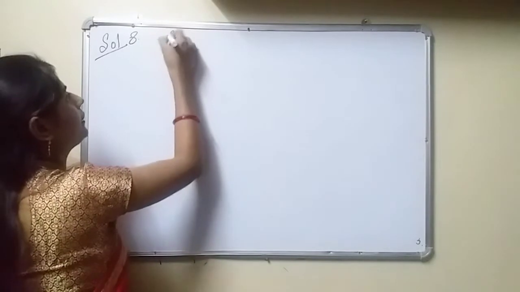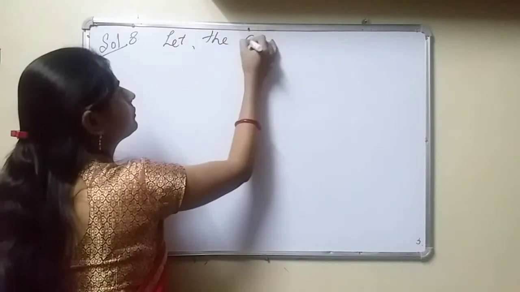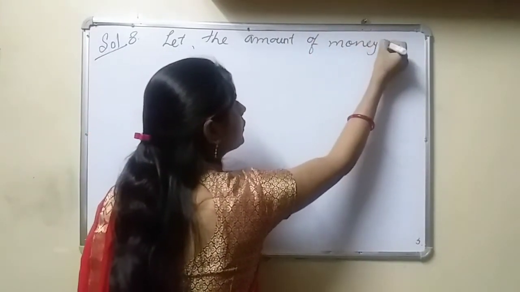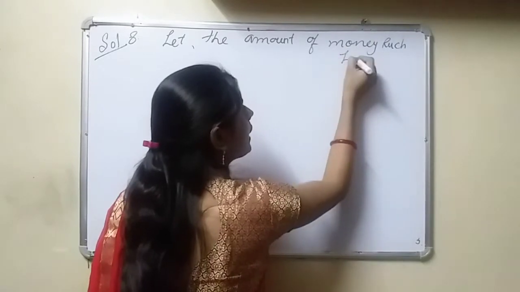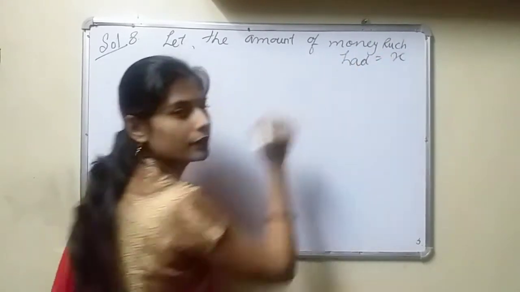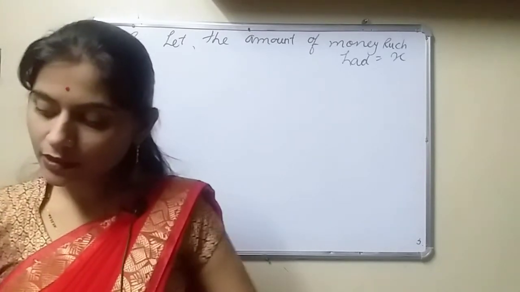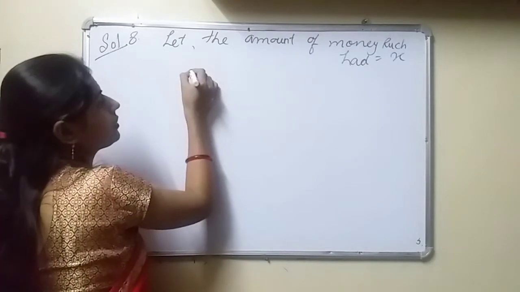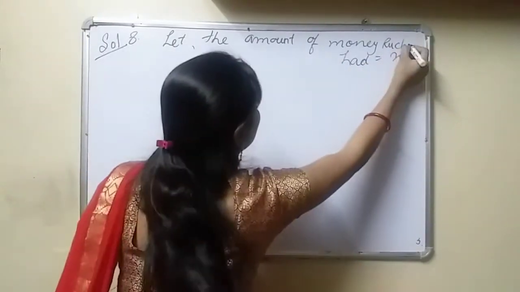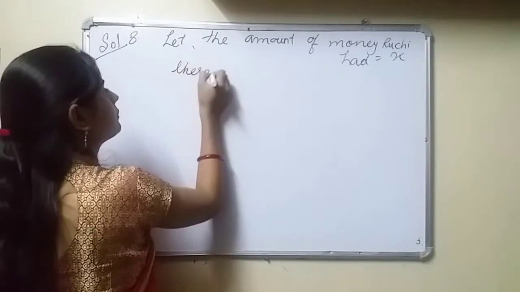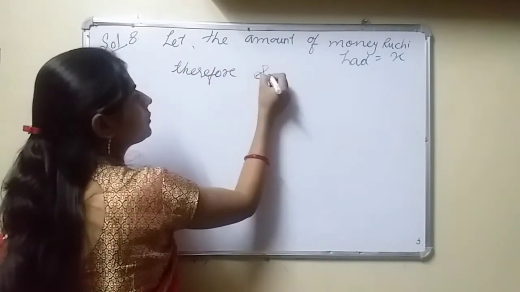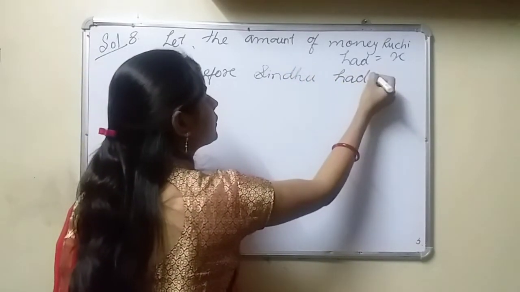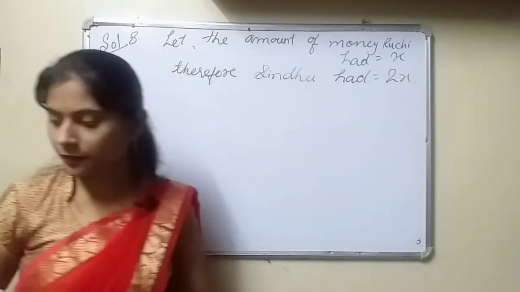Now see, first of all, let the amount of money Ruchi had be equal to rupees x. Now see, how much money did Sindhu have? Sindhu has twice the amount of money that Ruchi has. Therefore, Sindhu has twice the money, that is 2x.